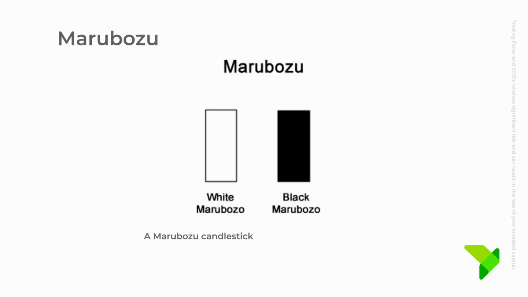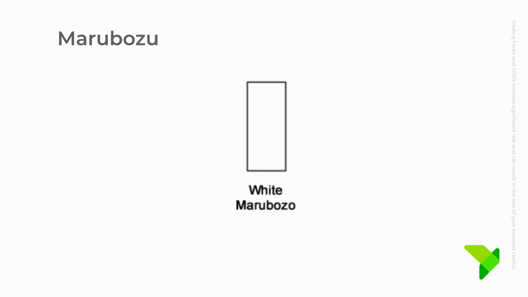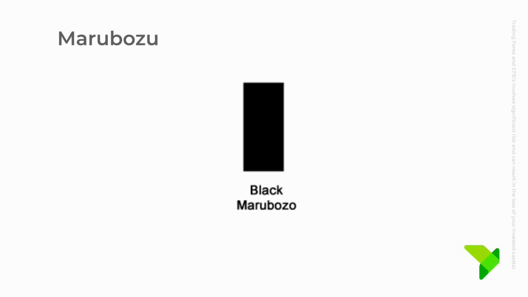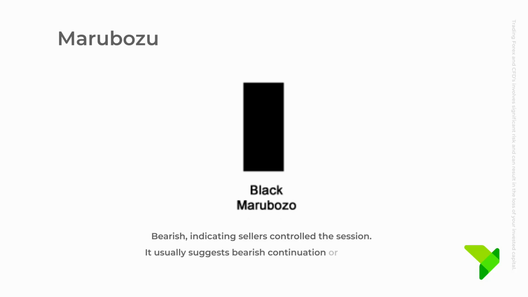A marubozu candlestick has no shadows, indicating full control by either buyers or sellers. White marubozu: bullish, showing buyers dominated the entire session. It often signals a bullish continuation or reversal. Black marubozu: bearish, indicating sellers controlled the session. It usually suggests bearish continuation or reversal.